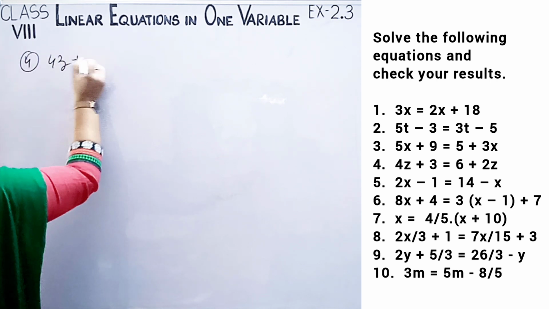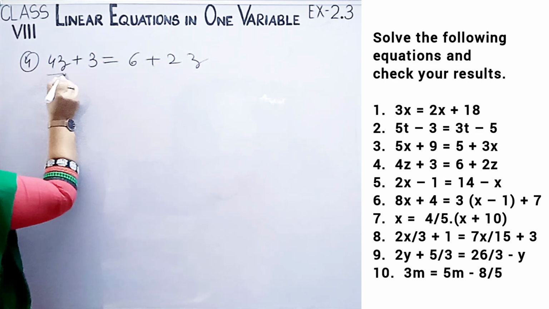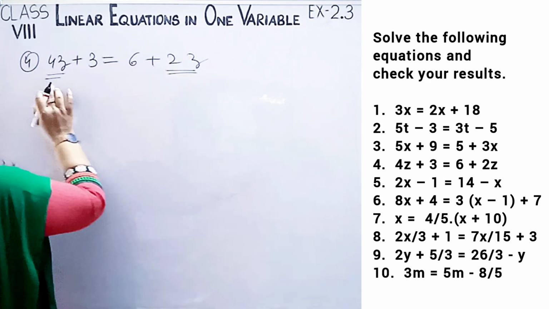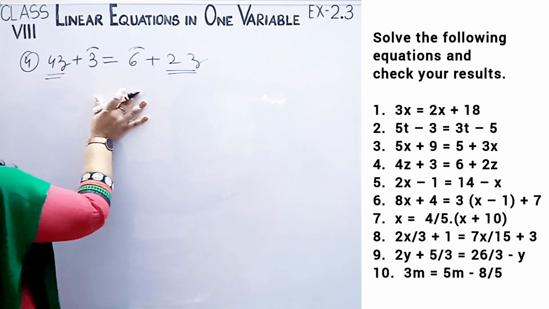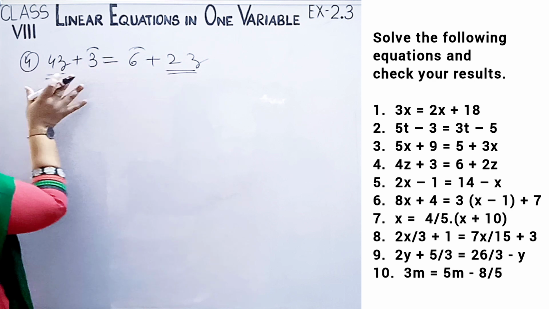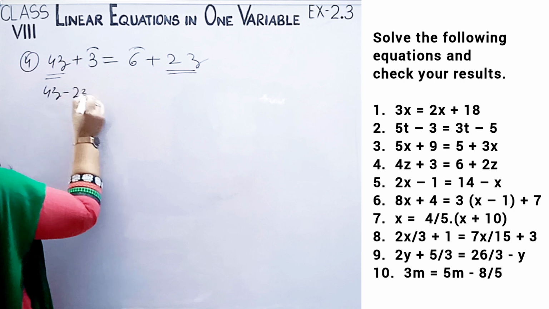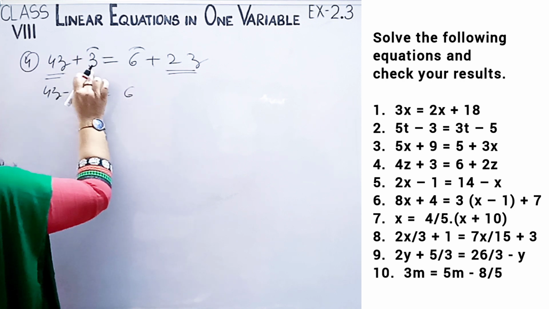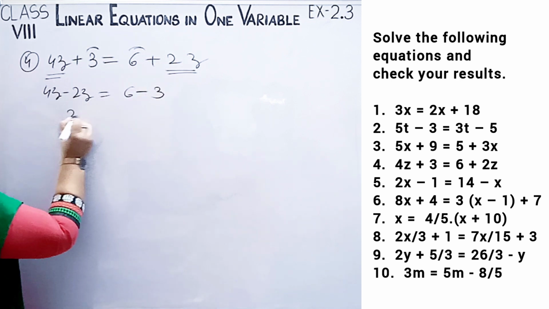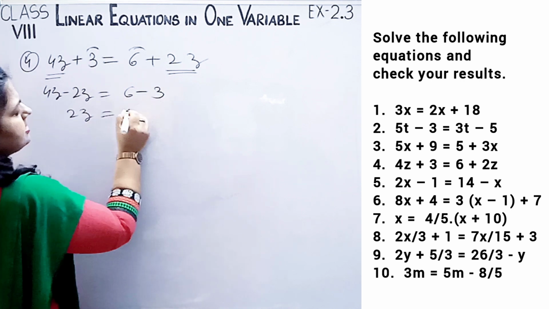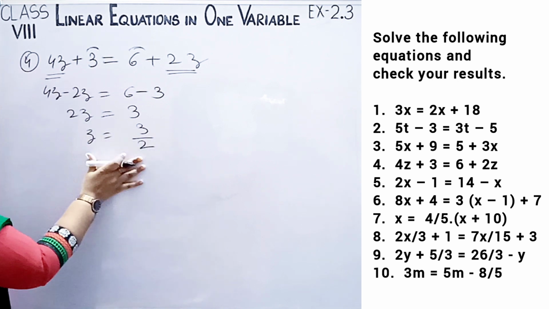4z plus 3 equal to 6 plus 2z. Here we can see that 4z and 2z are the variable part, 3 and 6 are the constant part. The first step is to transpose 2z from right to left. So 4z, plus becomes minus 2z, equal to 6, plus 3 will transpose from left to right, minus 3. So 4z minus 2z we get 2z equal to 6 minus 3 is 3. Now z equal to 3 upon 2. So this is the value of z.